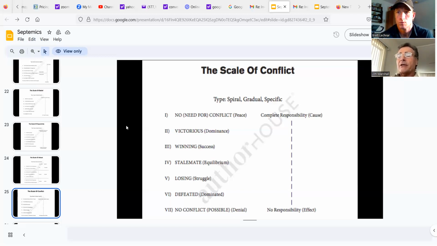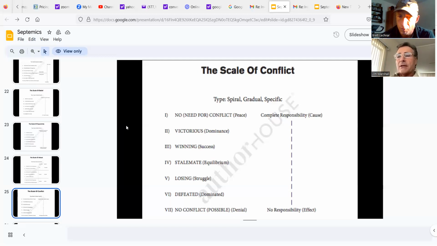Now let's talk about the axis that's on the right. The vertical dotted line goes from at the top, complete responsibility, to at the bottom, no responsibility. Now, complete responsibility is another way of saying cause. When you assume complete responsibility, you are at cause. When you assume no responsibility, you are at effect. So this runs from cause at the top to effect at the bottom. So obviously you don't want to be at effect. You want to be at cause in any context.